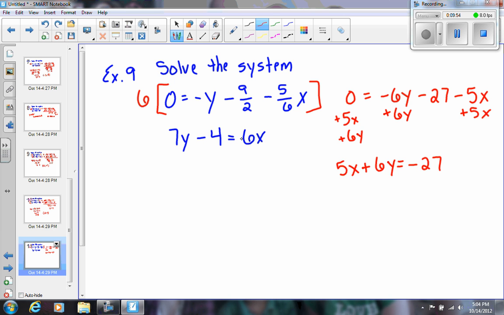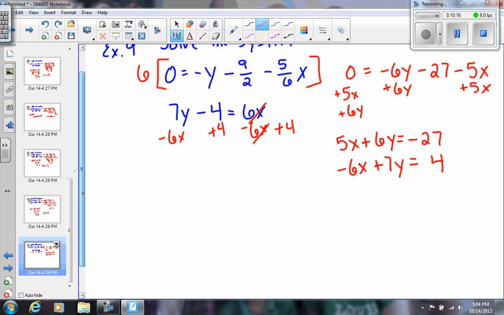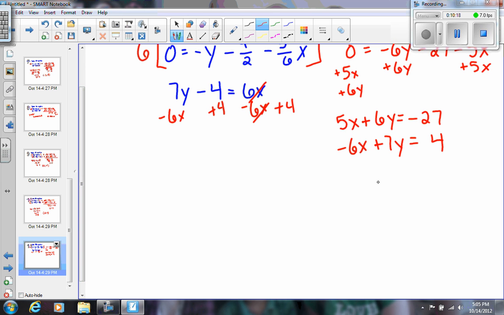Now I'm going to rearrange these two so that they all kind of match up. So if I subtract 6x from both sides, and add the 4 to both sides, I get a negative 6x plus a 7y equals 4. Now I'm set up and ready to go. So I had to do a little bit of work with that to make it a little simpler, so now I'm going to pick up where we were in the previous problem.